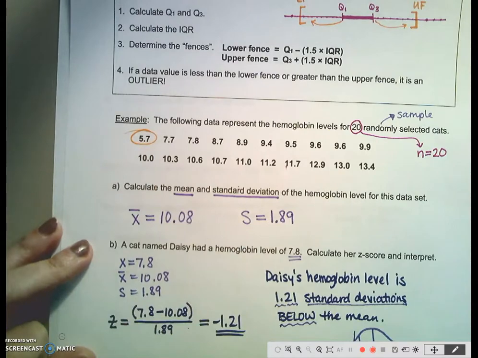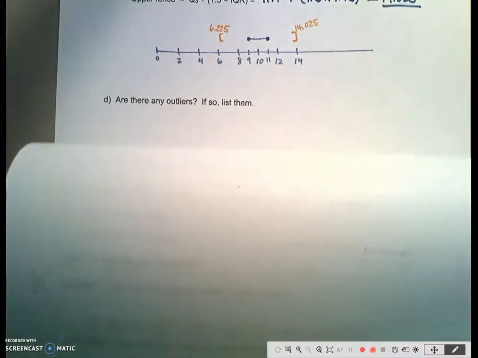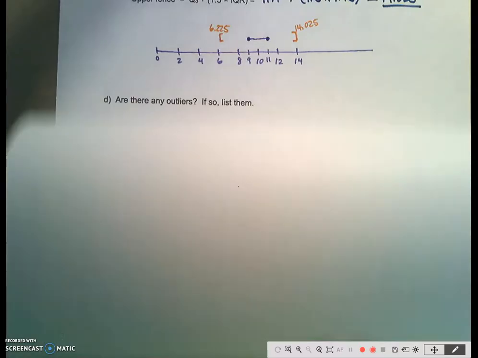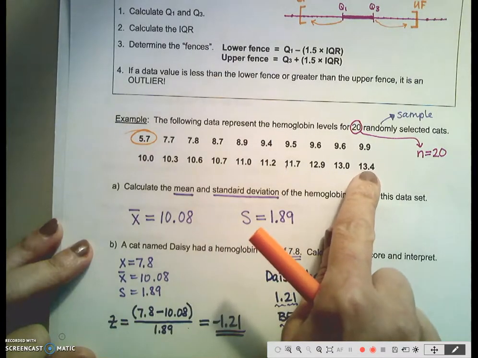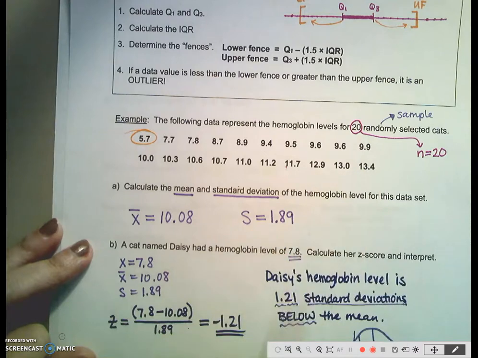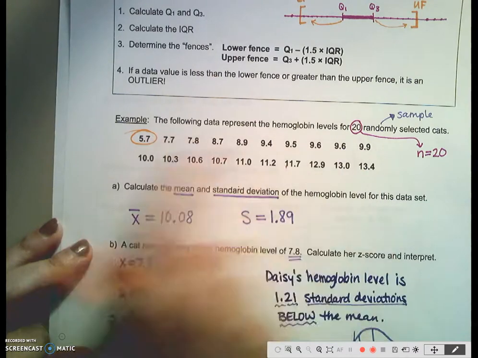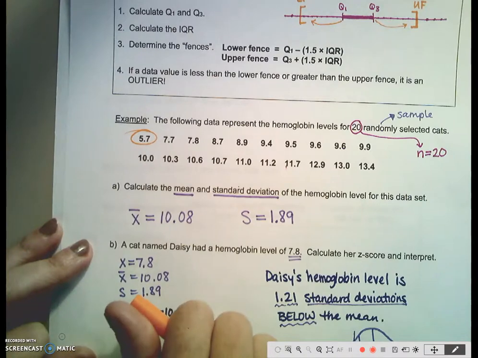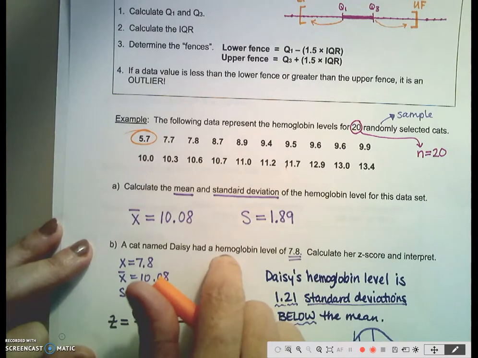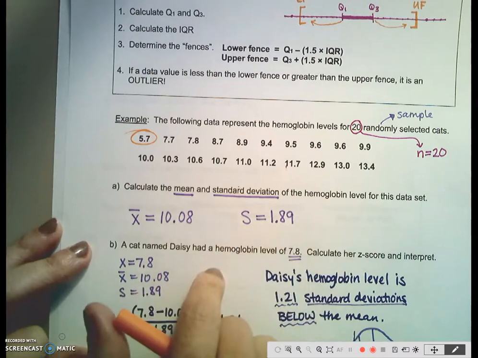That's an outlier. 5.7 is an outlier. Do we have anything bigger than 14.025? No, because our maximum was 13.4. Here's what I think is interesting. When I look at this data set, 5.7 doesn't stand out like an outlier. I wouldn't have guessed that that was an outlier, but it actually turns out that it is.